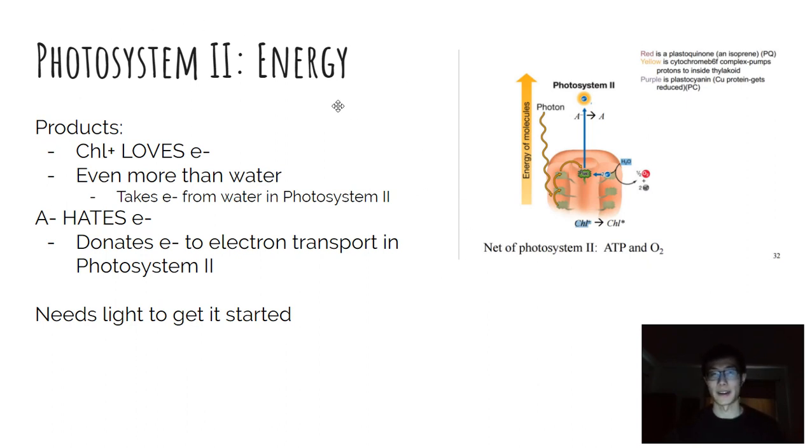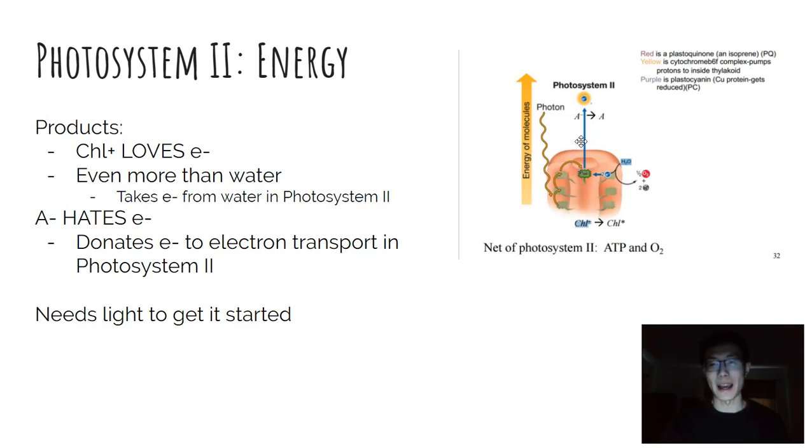So the first thing that occurs in that whole series is the photosystem, more specifically photosystem 2. So photosystem 2 comes before photosystem 1 in terms of electron acceptance. So we have this chlorophyll plus molecule which loves electrons, and it actually loves electrons more than water. So what it does is it strips electrons from water, releasing oxygen as a byproduct. The electrons from water are then going to be taken up and passed into this A molecule.